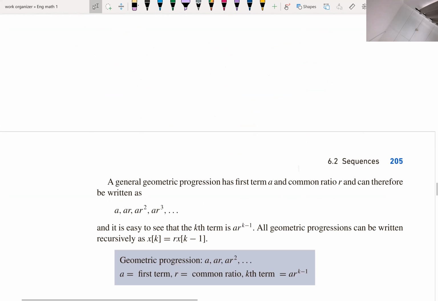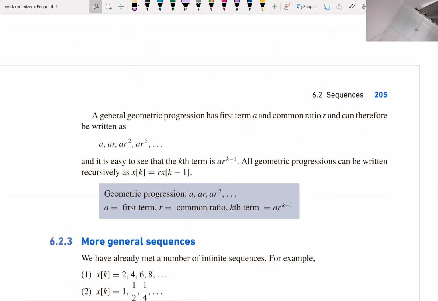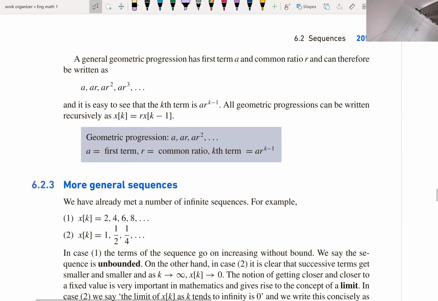So generally, a geometric progression we can write in this form, where a is the first term and r is the common ratio. Before this, in arithmetic progressions, we called it the common difference, so it is d. This we can also write recursively.